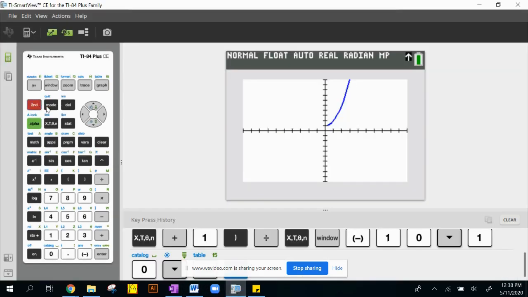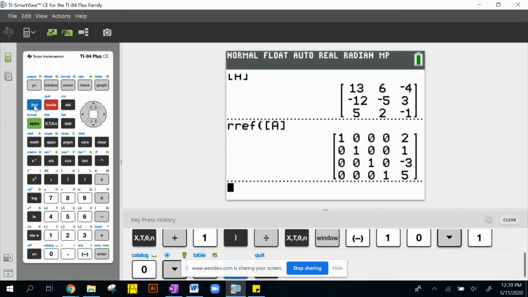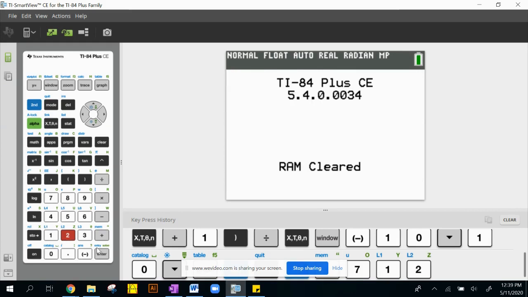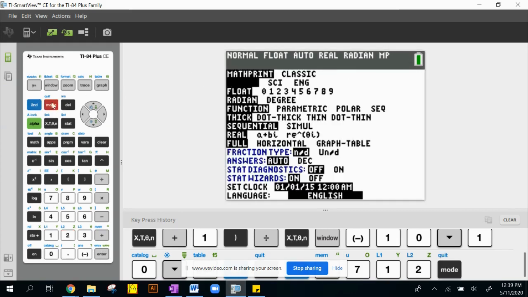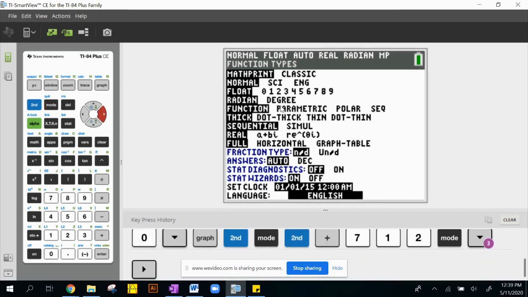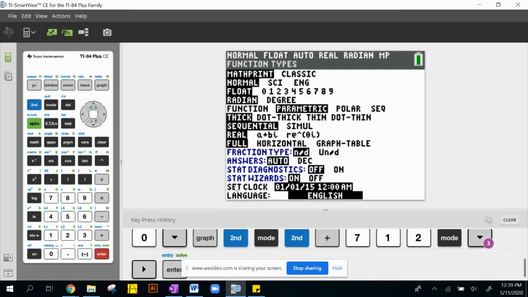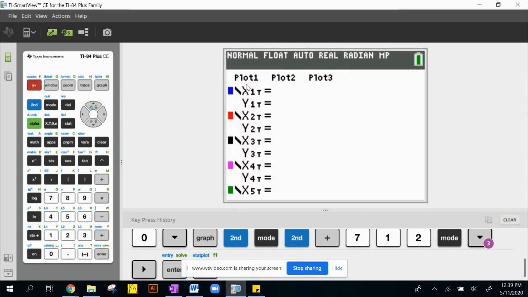I already have this graphed here, but I'm going to quit. I'll actually do a quick clear, second memory, 712. And then to graph parametrics, you have to go to your mode and change this 1, 2, 3, 4, 5th line to parametric. So I'm going down, choose parametric instead of function. And now when I hit y equals, we'll have an x equals and a y equals instead of just y equals. So let me throw these in here.